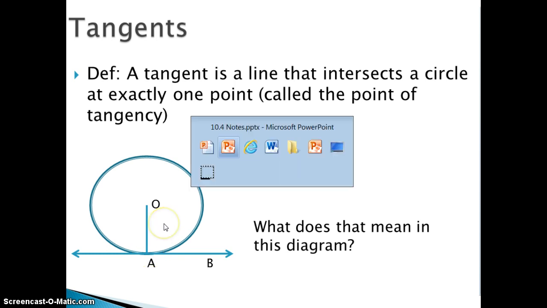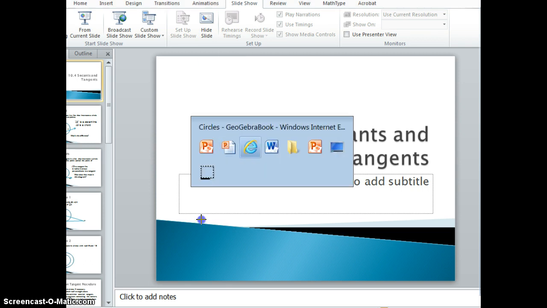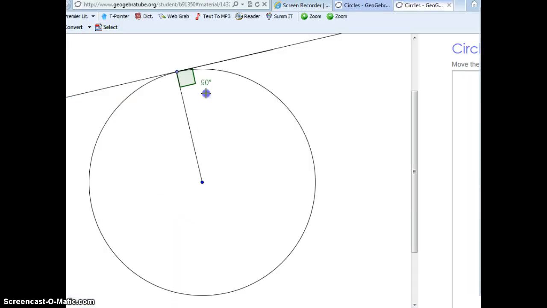So if we look at a diagram, oops, let me get over there in the right spot. There we go. This is a tangent line and a radius. You'll notice here that in this particular case, the radius and the tangent, when they intersect, are going to form right angles.